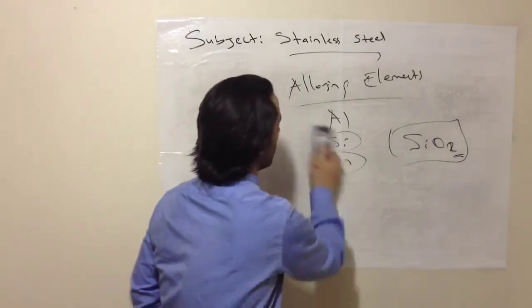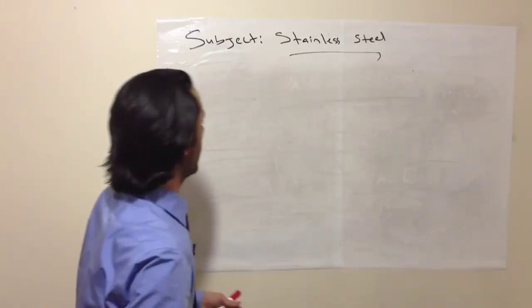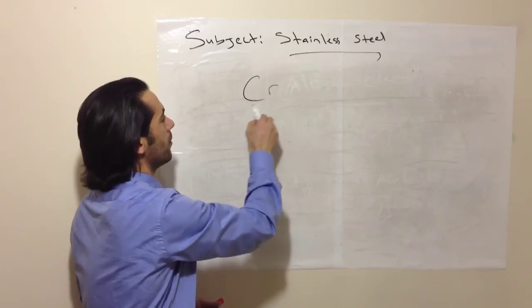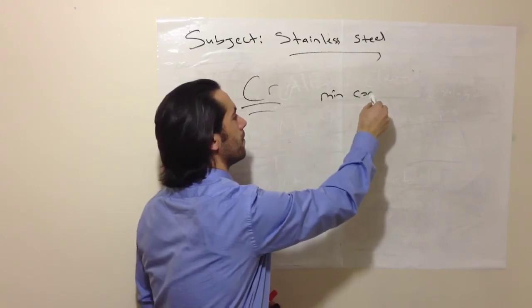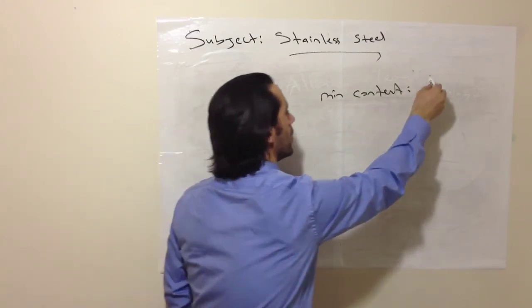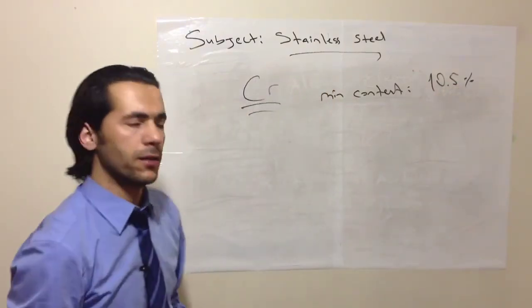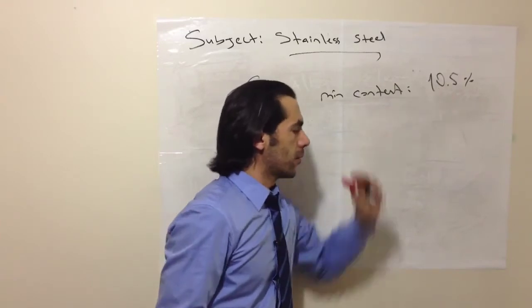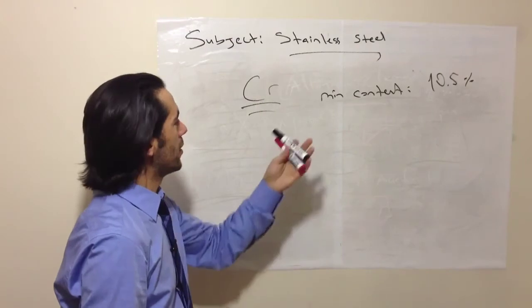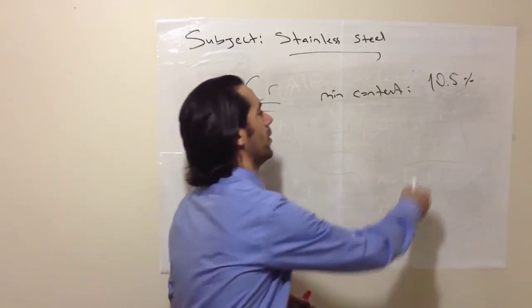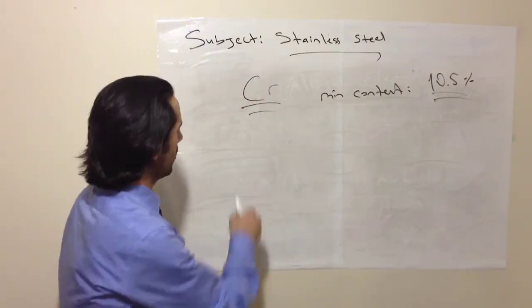Now again, let's get back to chromium and nickel. The chromium minimum content is 10.5%. If you look at commercial stainless steel, that's our minimum content. We can't use less than this, because then it doesn't mean stainless steel.